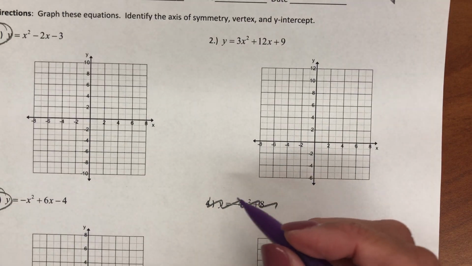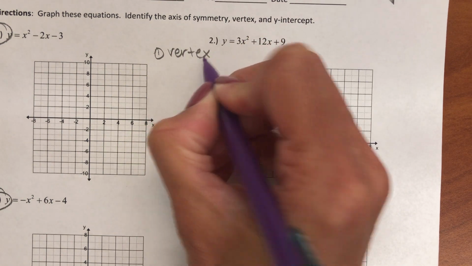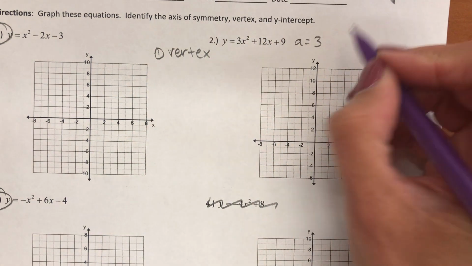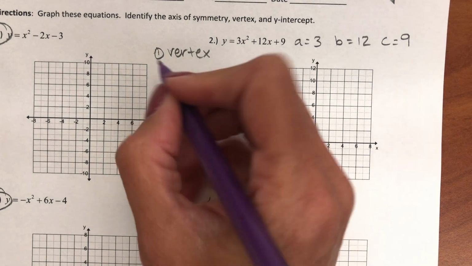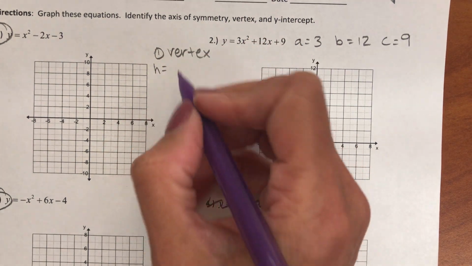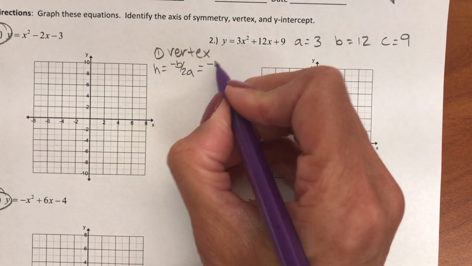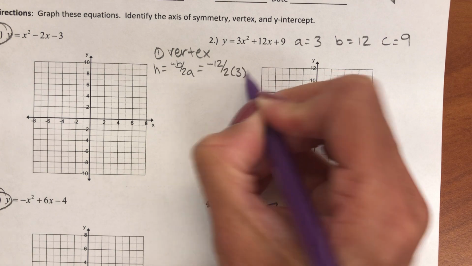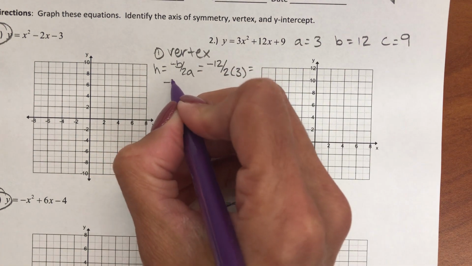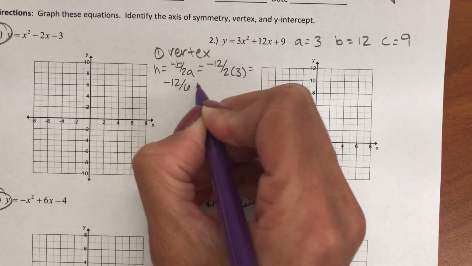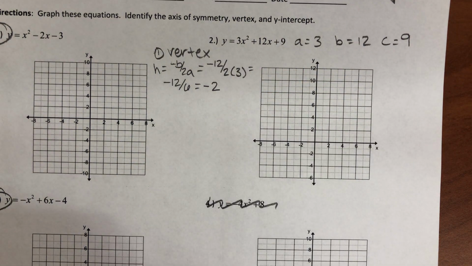So let me show you how to do this. So step 1, you're going to find the vertex. So I know my a is 3, my b is 12, and my c is 9 there. So to find the vertex, I'm going to find h first. So that's -b over 2a. So that's -12 over 2 times 3. That would be -12 over 2 times 3 is 6, which gives you -2. So -2 is the h.